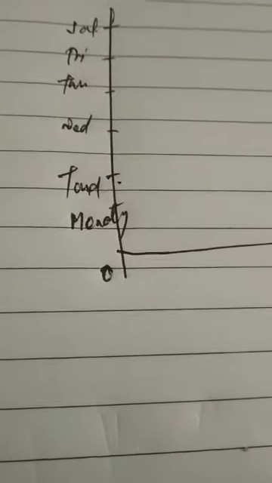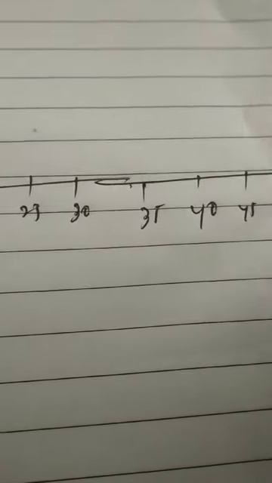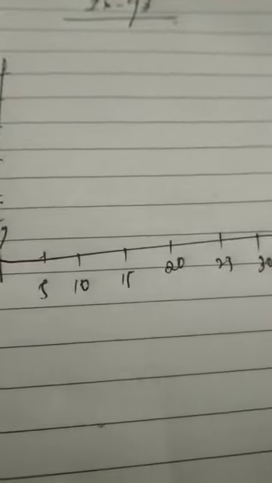This axis is representing 0, 5, 10, 15, 20, 25, 30, 35, 40, 45, 50, 55, 60 and 65. The highest value has been taken up to 65. So this side is representing the days and this side is representing the number of shirts sold.